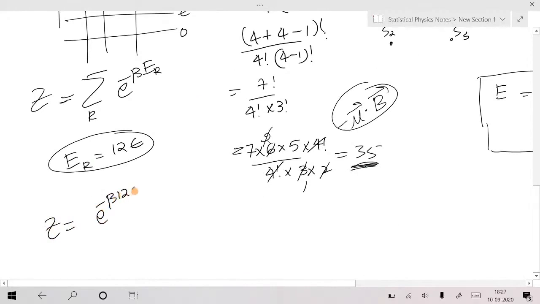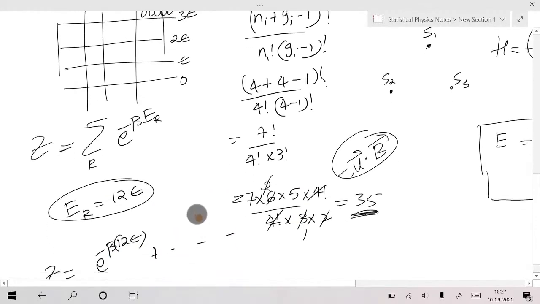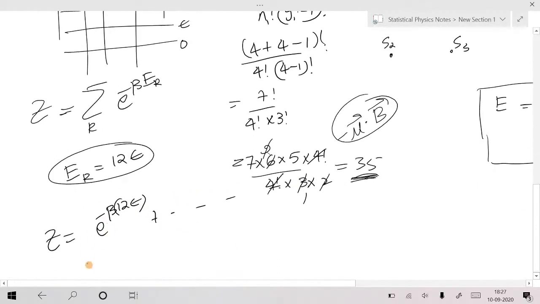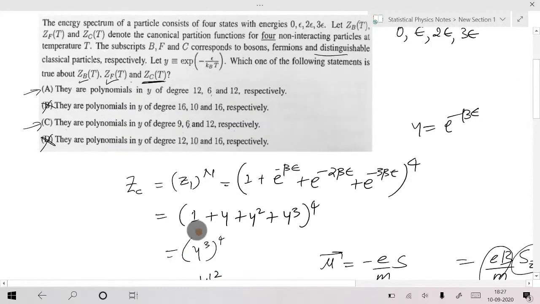e power minus beta 12e plus the rest of all, isn't it? This is the maximum possible energy, and that's why this is the maximum possible power, e raised to 12, plus and so on. For a different possible distribution, you get a different term. So this is e power 12. That's why bosonic has also got 12.